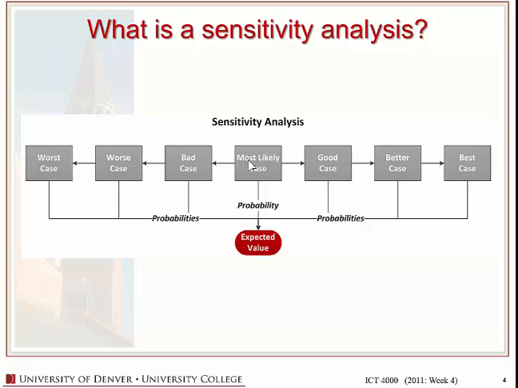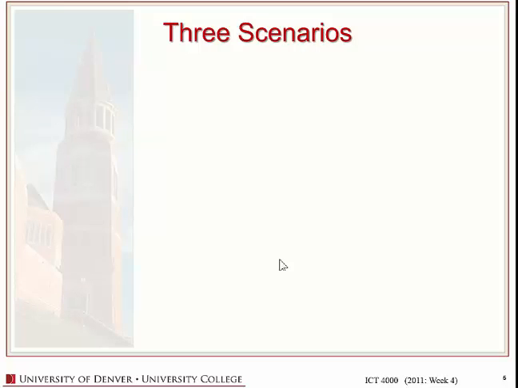What an expected value represents is the full range of possible outcomes in a single number, whether that single number is your return on investment, your net present value, or your payback. And we'll walk through how that gets calculated here in a little bit. So what we're going to do is focus on three scenarios. We're going to focus on the most likely case, and then the extremes on either end, which is your best case from the most optimistic side, and the worst case, which is your most pessimistic side.